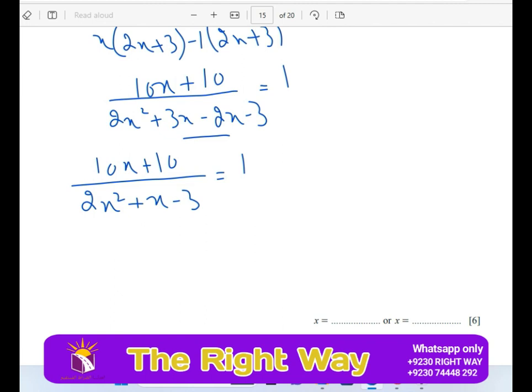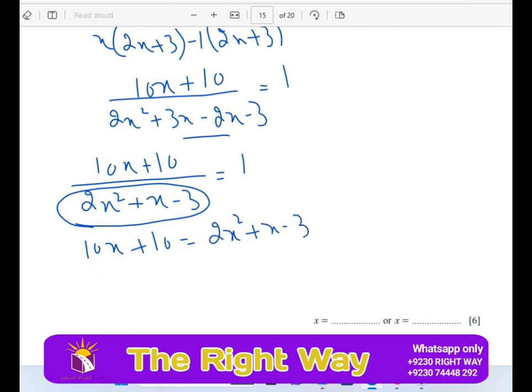Now the term which is dividing on this side will be multiplied on the other side, and it will be equal to 10x plus 10 is equal to 2x square plus x minus 3, because anything multiplied with 1 will be equal to the value which is multiplied with 1. So it will remain 2x square plus x minus 3. Now taking 10x and 10 on the other side, you will get 2x square plus x minus 3 minus 10x minus 10 equal to 0.